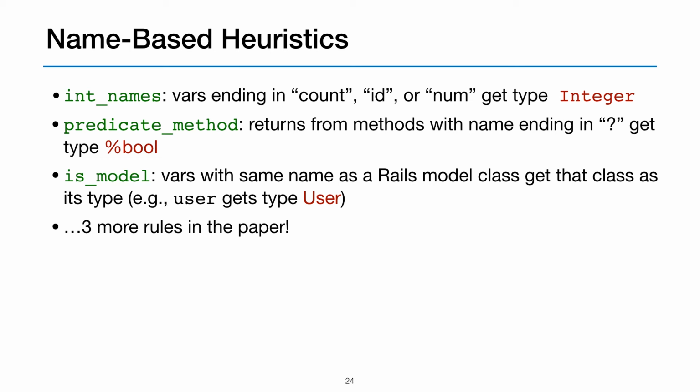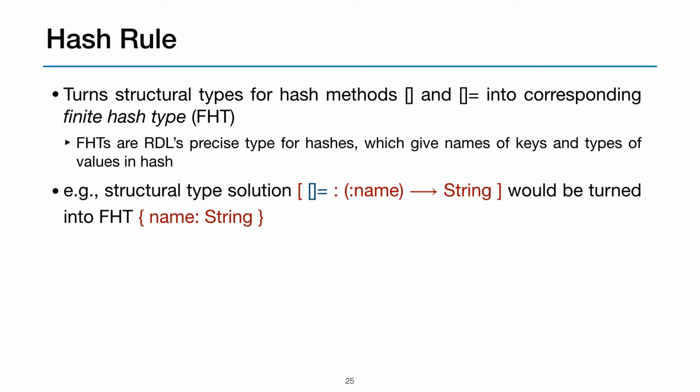So for example, a variable called user would get the nominal type user if such a class exists. And you can check out the paper for our 3 other name-based rules. Finally, we used a rule for generating precise hash types, which turns structural types for hash accessing and writing methods into the corresponding finite hash type, which is RDL's precise version of a hash type.